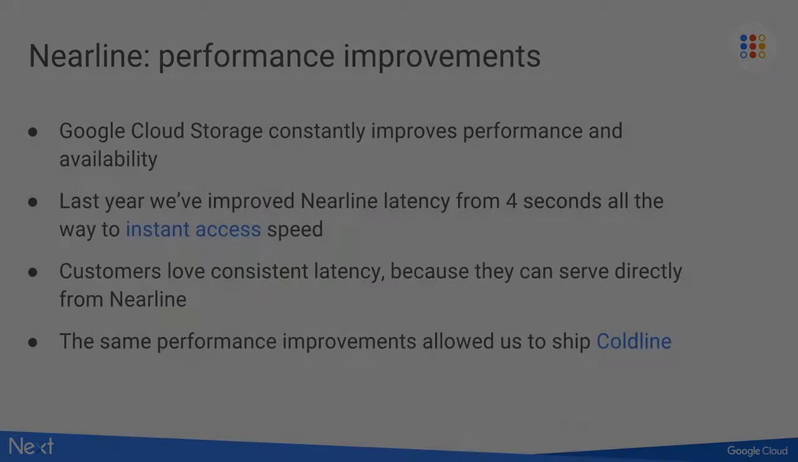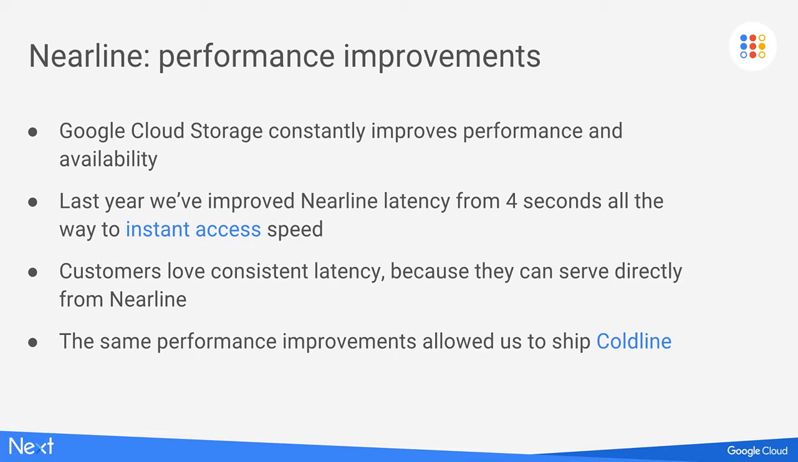So if you've been with us for a couple of years, you might have seen Nearline 2 years ago, and back then we had 4-second latency on Nearline, and we've been working very hard on improving performance and reliability of Nearline and any other storage class. So over the last year, we've increased the availability SLA on the multi-regional storage class, and we also decreased latency on Nearline all the way from 4 seconds down to instant access speed. And we're committed to continuously improving our performance and reliability in Google Cloud Storage.